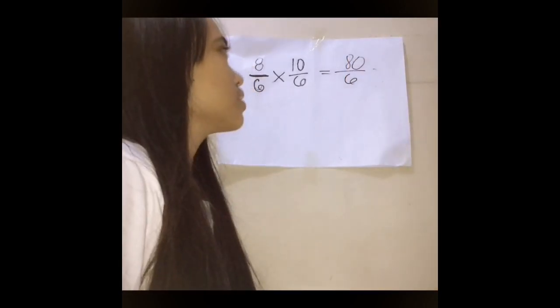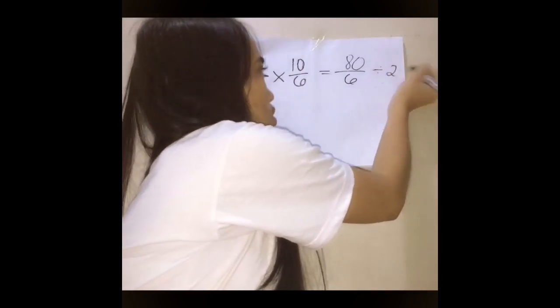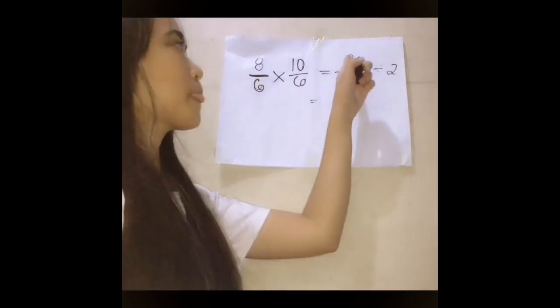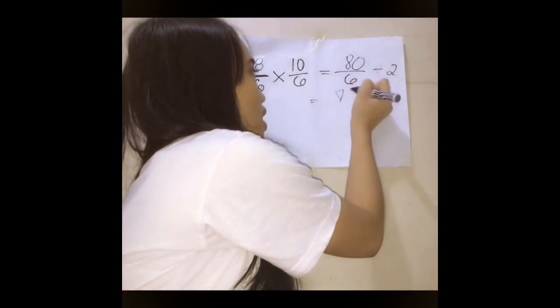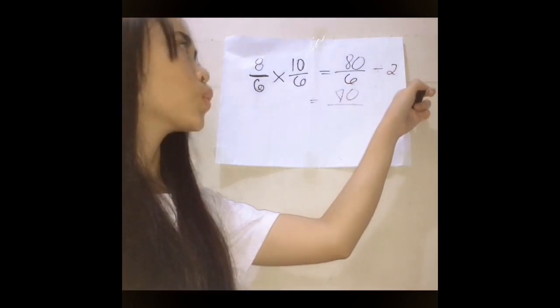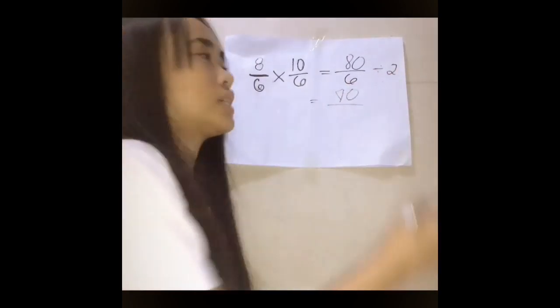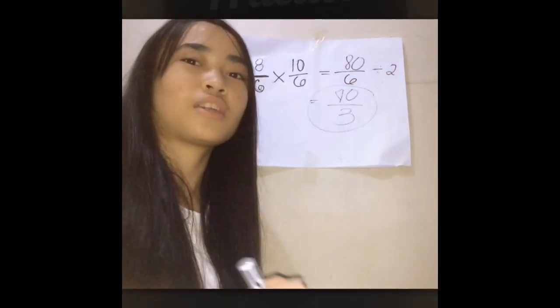Then, you can divide by 2. So, the final answer is 80 divided by 2 is equal to 40 over 6 divided by 2 is equal to 3. And that is the final answer.